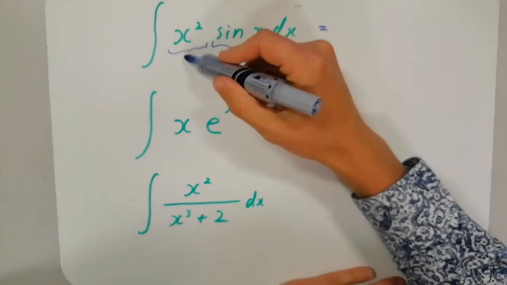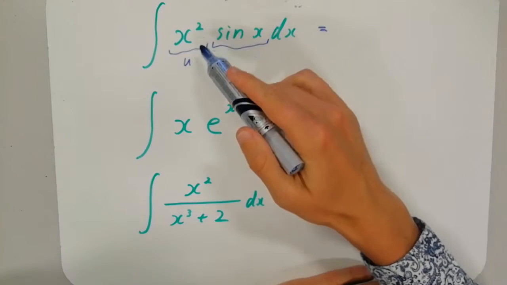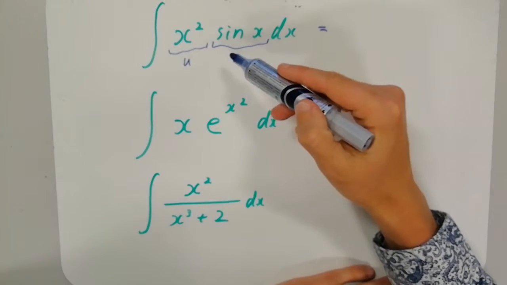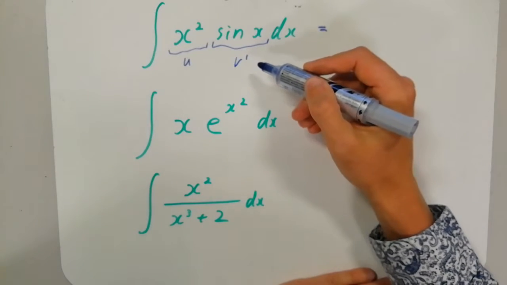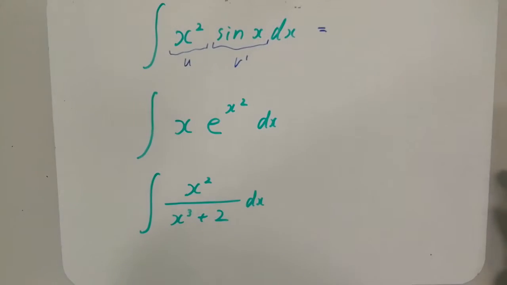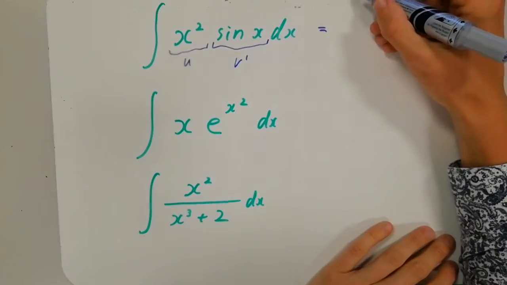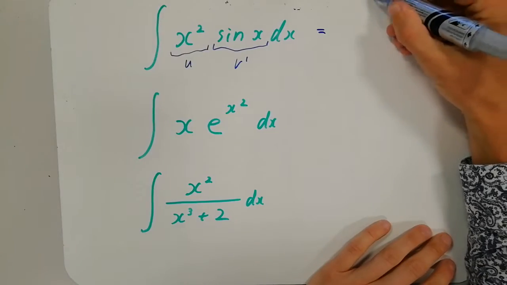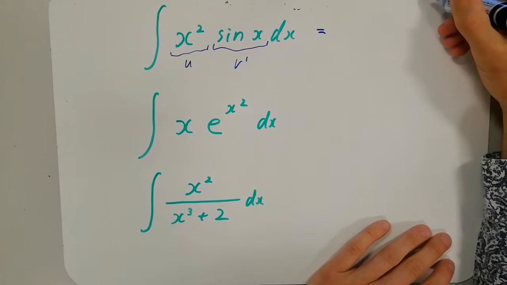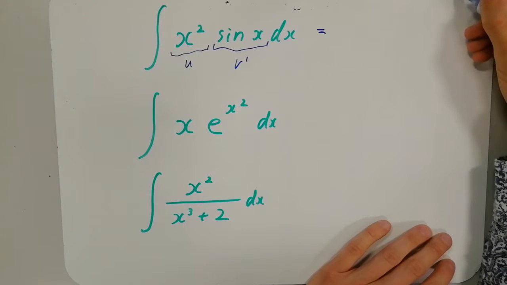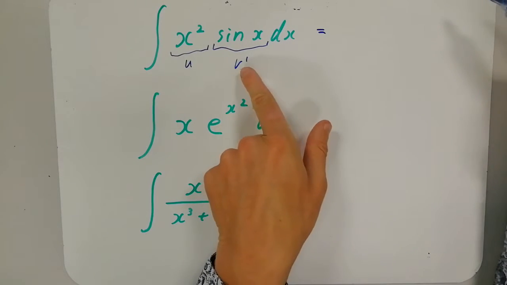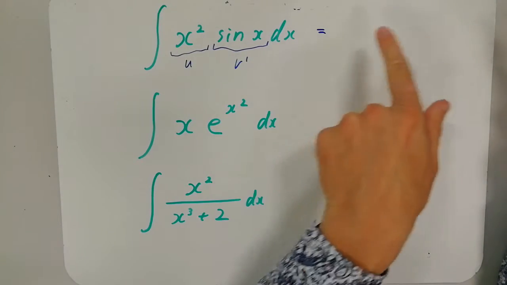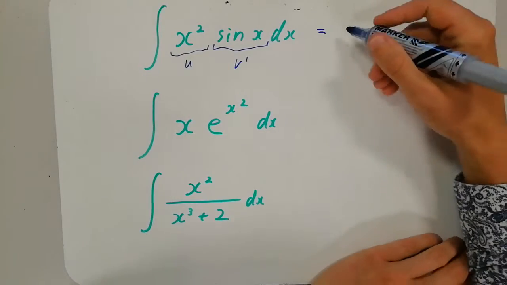So we want to identify u, because we want to differentiate that. It will get simpler if we differentiate it, and this one will be our v dash. That one won't get too much worse if we integrate it. Okay, so we would identify u dash, 2x, v is minus cos x. Careful of your signs when doing a by parts with sine. You can get lots and lots of sign errors.